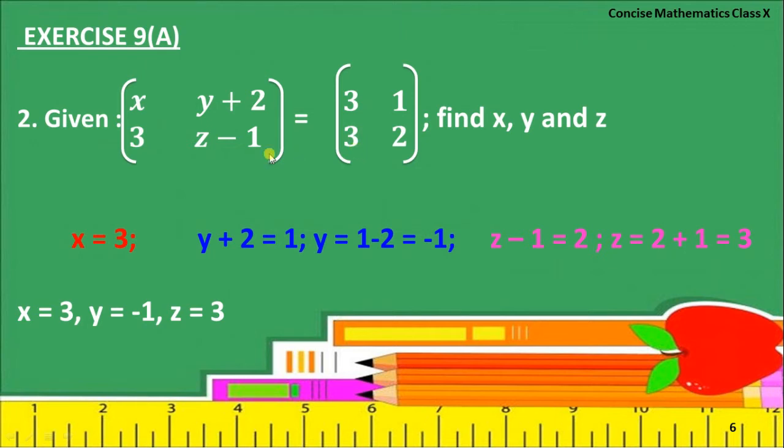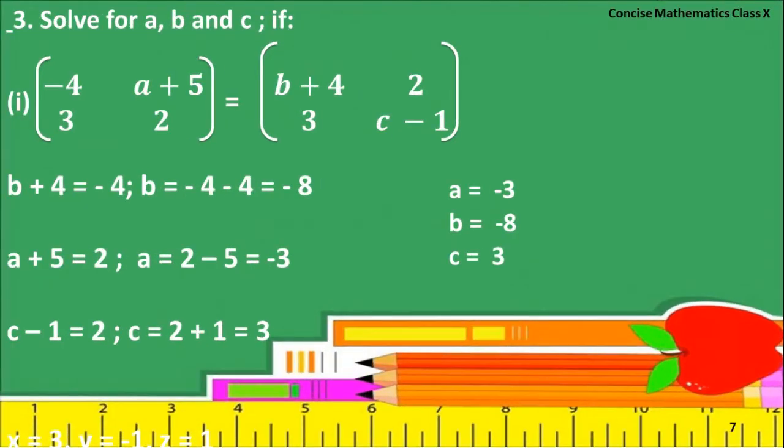The fourth element, z minus 1 is equal to 2. Hence z will be equal to 2 plus 1 and the value of z is 3. Therefore, x is 3, y is minus 1, z is 3. You can just cross check here. In the place of x it is 3. In the place of y, if you substitute, it is minus 1. 2 minus 1 will be equal to 1. z is 3. 3 minus 1 is equal to 2.